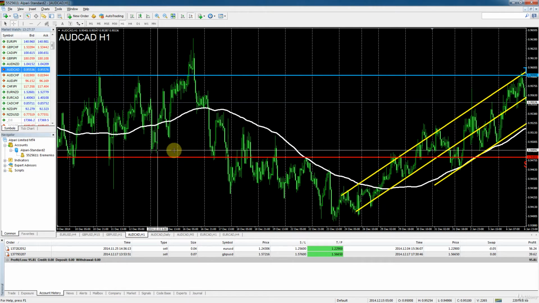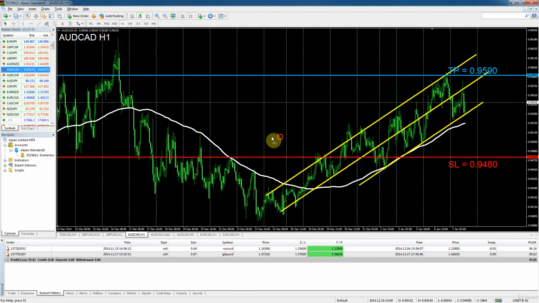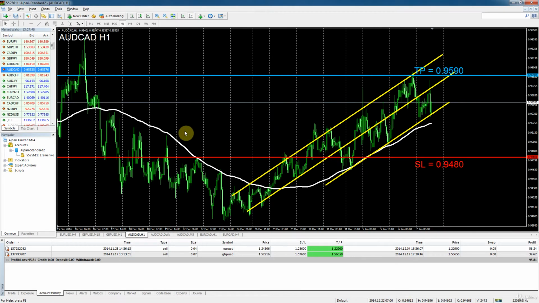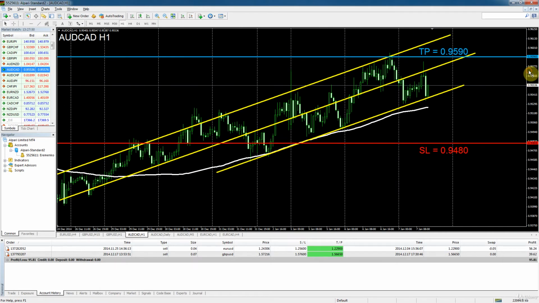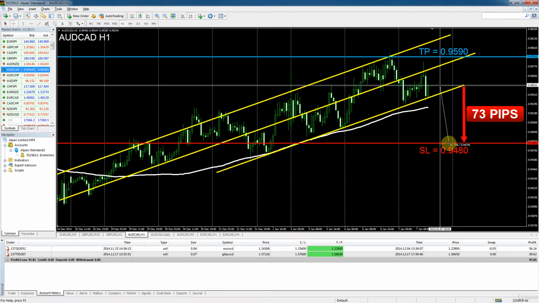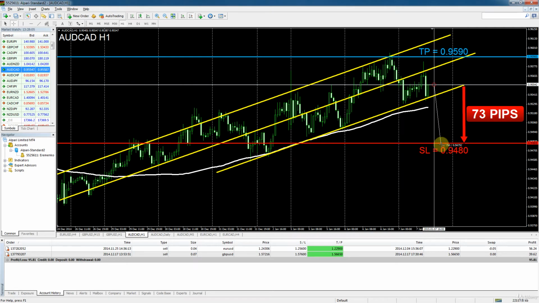And that level has proven, like you can see here and around these areas here, to be quite strong when the price comes towards it. So without further ado, let's move on to calculating the risk, and then we can open the order. For calculating the risk, we will need to know the stop loss in pips. So here we have approximately 73 pips for our stop loss.